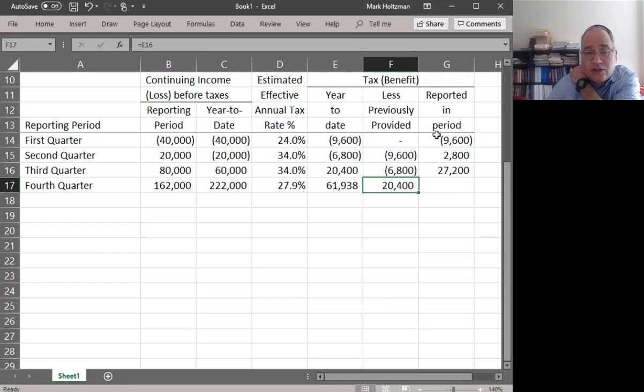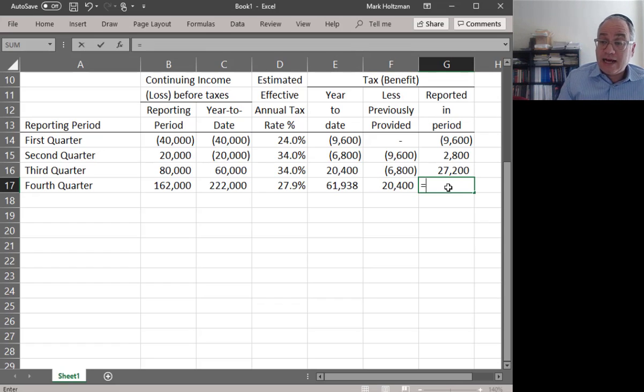So far, I've recorded tax provision of $20,400. That would be $9,600 in the first quarter as a benefit, $2,800 expense in the second, $27,200 as an expense in the third. So I previously recorded $20,400 in taxes in previous periods. I've now got to record $41,538, and there's a little down rounding difference there. If you look in the book, they got $41,600 because of this weird thing. That's what would be reported in the fourth period.